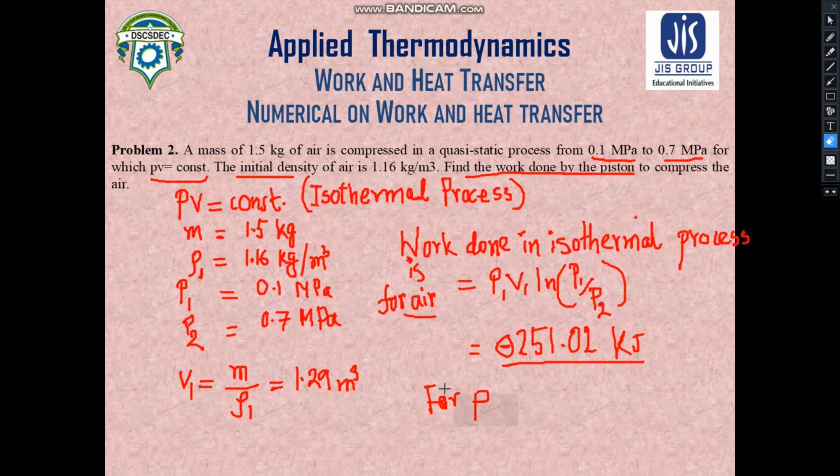Okay, so for the piston, it will be positive. That is what I am trying to explain. So it will be positive work of 251.02 kilojoules. So it was a quite simple problem, but the understanding of system and surroundings is very much necessary here to solve the problem finally. Okay, so I hope you have understood the concepts of work done.